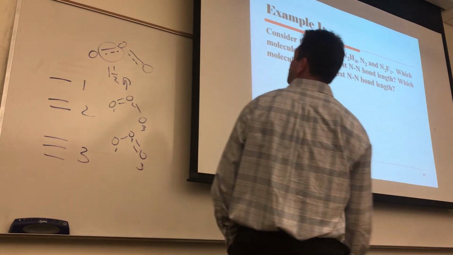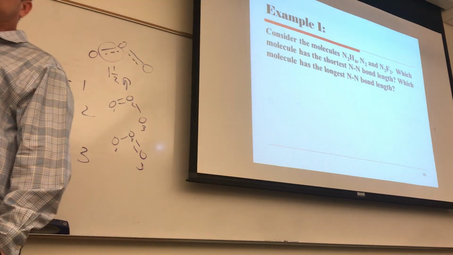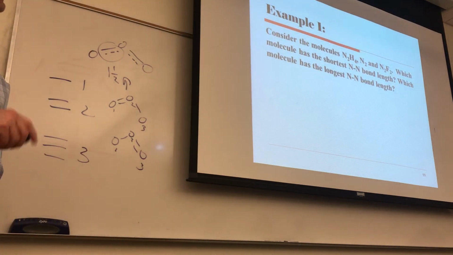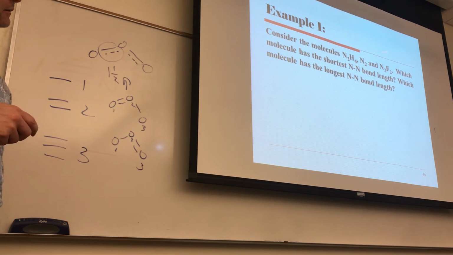Okay, so now, before we go, I really want to finish this, so we have just a couple examples. How would I do this? Consider the molecules N2H4, N2, and N2F2. Which molecule has the shortest N-N bond length? Which molecule has the longest? N2 would have the shortest because it has a triple bond. That's 100% correct.